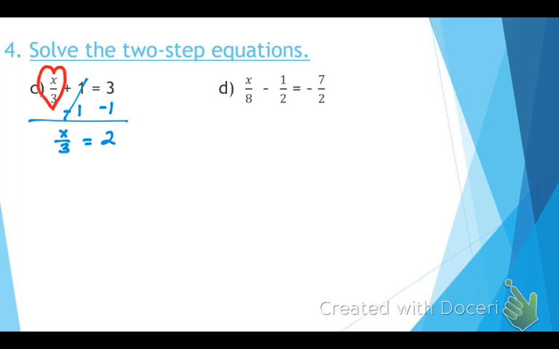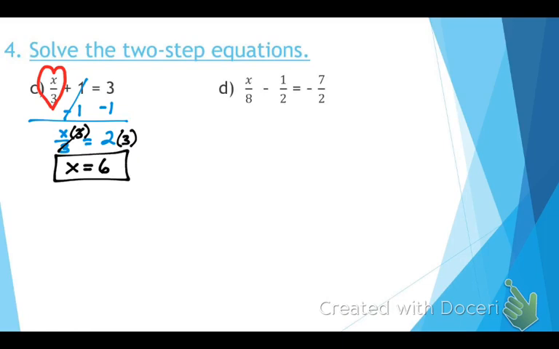All right, very good. Am I done? No. How do I get rid of divide by 3? You have to multiply by 3. You are correct. What you do to one side, you have to do to the other to be fair. What happens to 3 divided by 3 on the left side? It cancels out, and you're left with? 6. Okay, x equals 6.